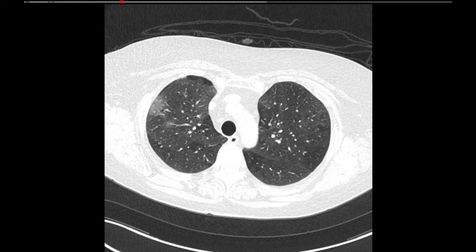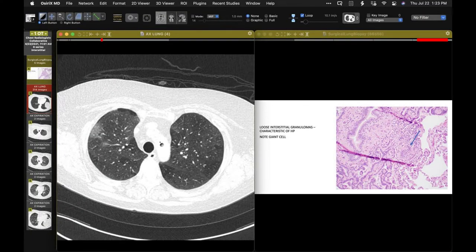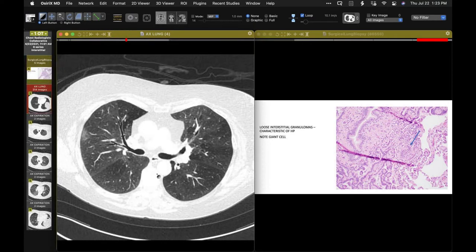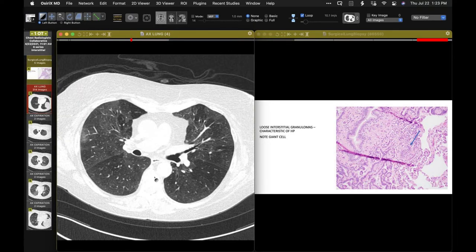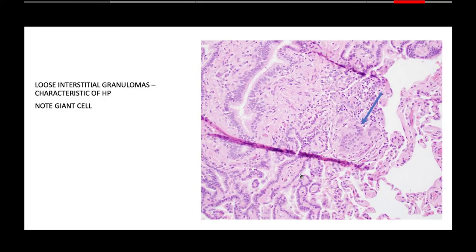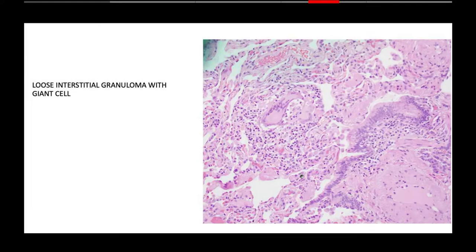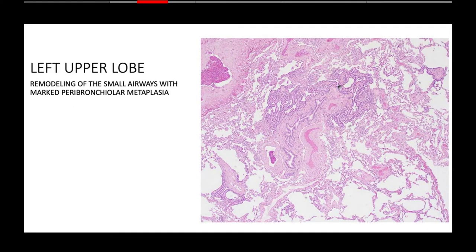All right. Those are my cases, Jeff. Thank you. Excellent. I love the path picture. That's such a classic example. And yeah, in my experience with our multidisciplinary conference, I would say many of the cases of fibrotic lung disease that have peribronchiolar metaplasia end up being, we come to a consensus of fibrotic HP. I think it's a very helpful finding. It's not specific, but in the right context, it's a very useful finding. Yeah, this is a lovely demonstration, beautiful pictures.